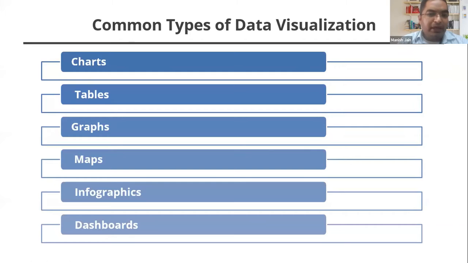Okay, so the common types of visualizations: we have the chart. Chart means we have a pie chart, a bar chart, a histogram, a number of charts in the market. Then we can display something in table format. Table means where the user can use the filter, and where we can perform some operations for the sequence values.